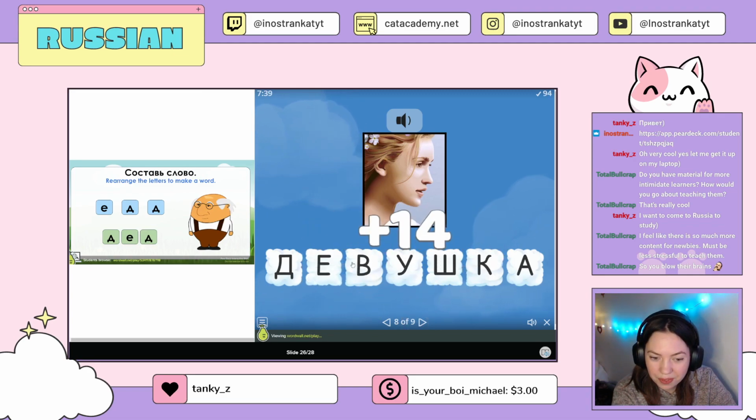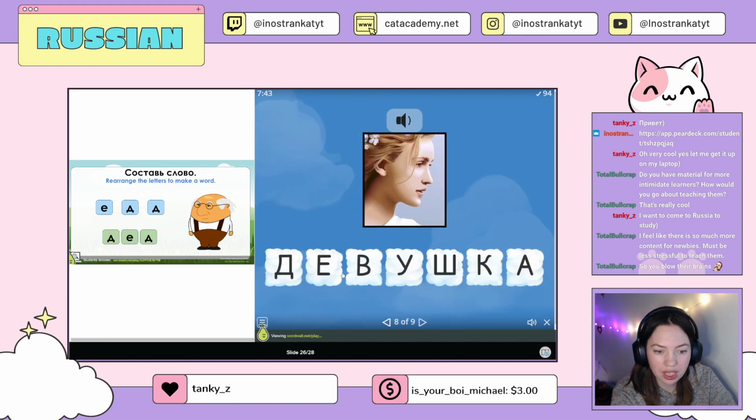After we finish the word, we can always listen to it one more time, and we can try to compare pronunciation with the visualization. Девушка. So we remember this is буква V, the third one, буква V.